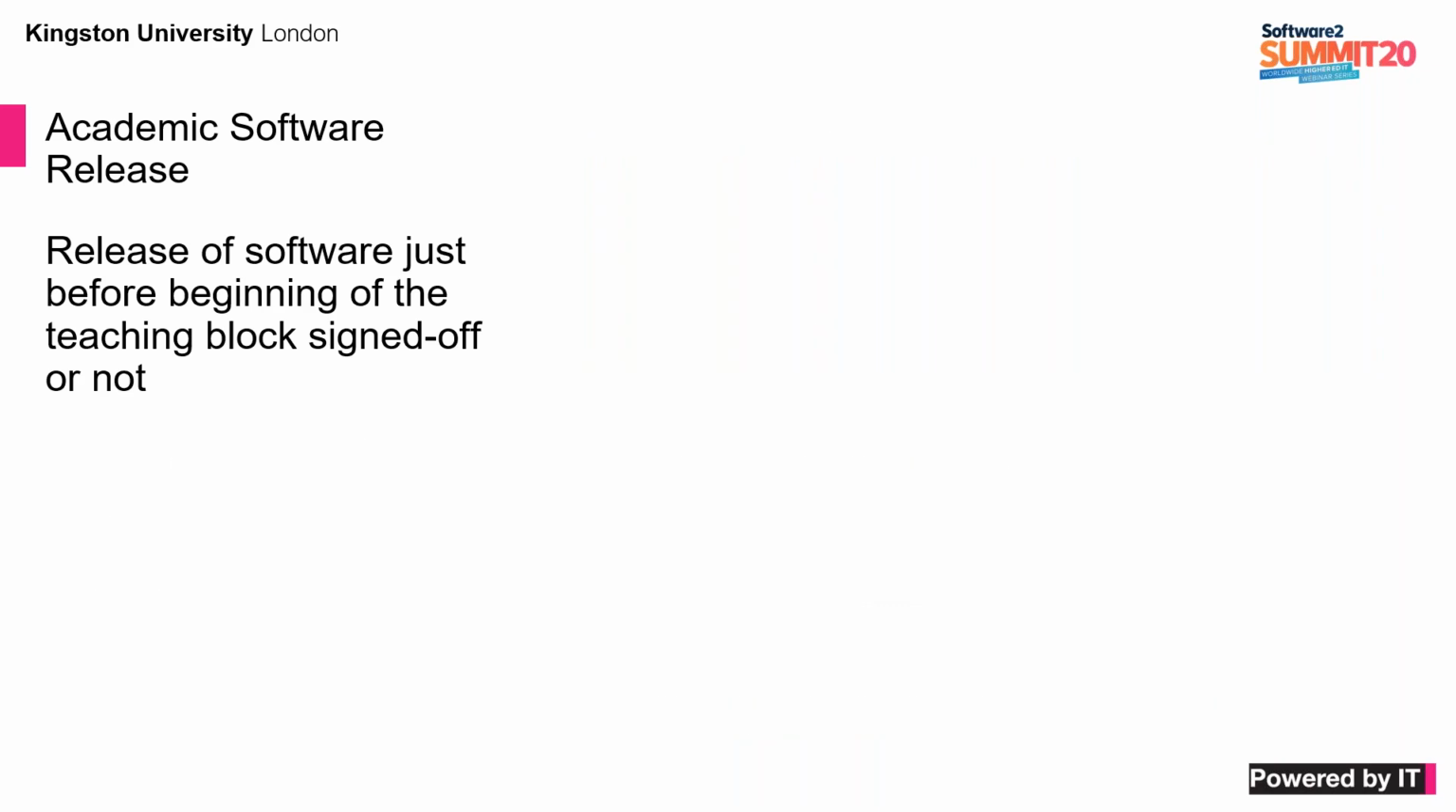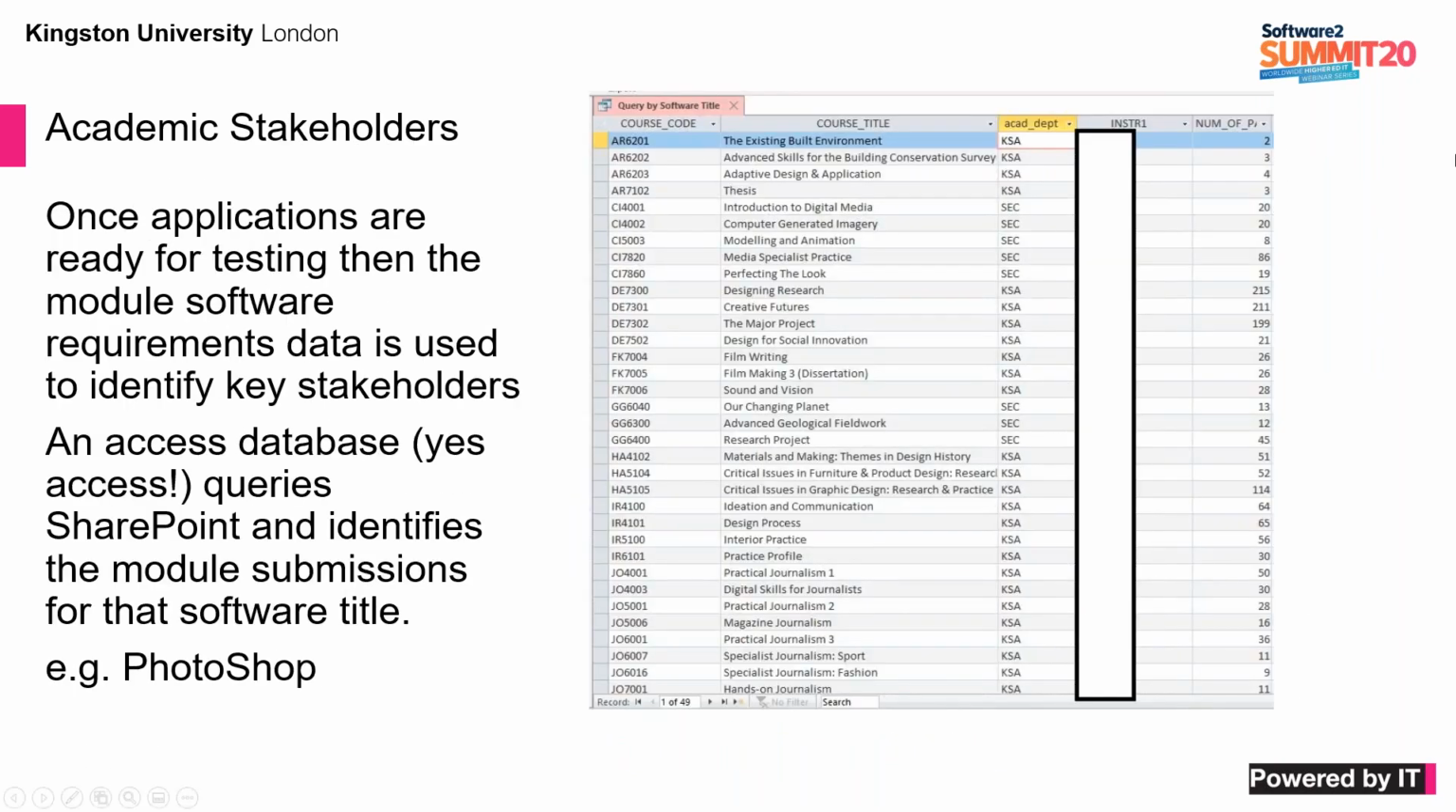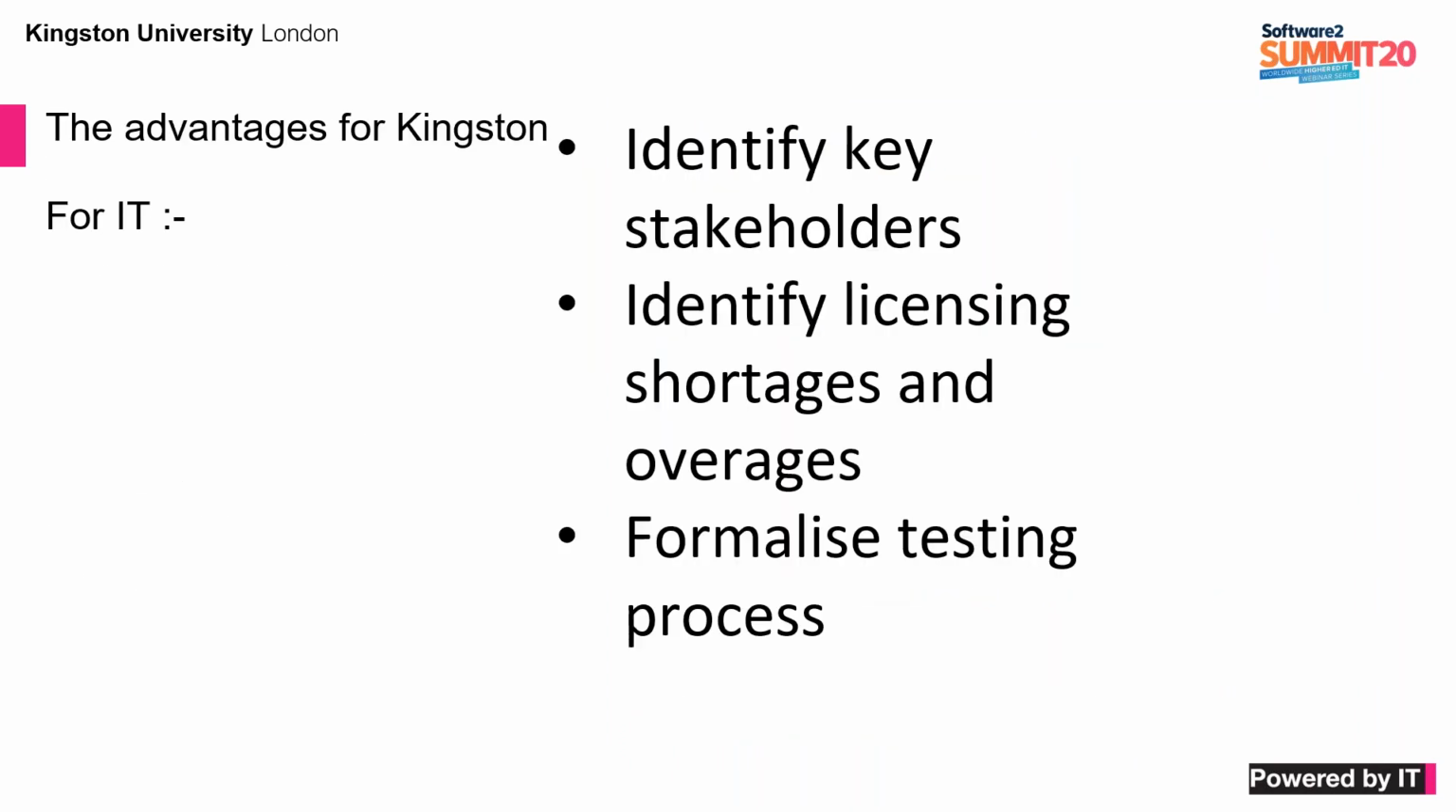So the idea, just going back to this here, is that all of these people will be happy and we can have a standard model change. So what does this process do for us? For us in IT, we understand our key stakeholders. Absolutely vital. We know who our key academics are. We can communicate with them. We can let them know what's going on. They understand when IT is changing something.